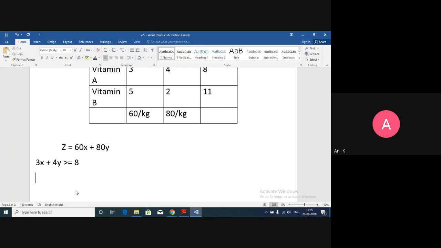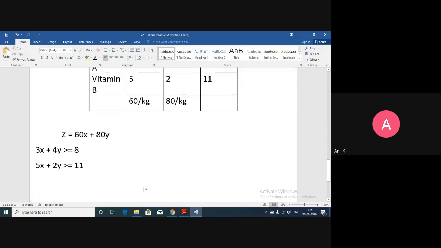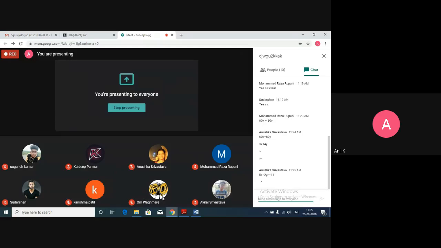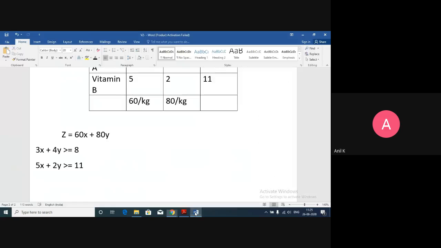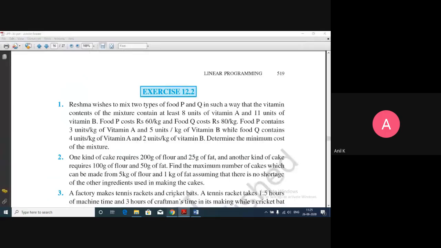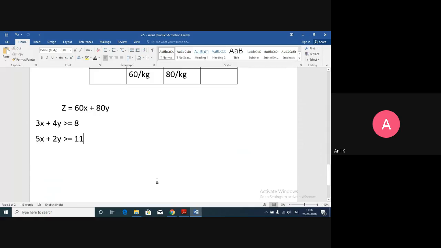Now, with respect to vitamin B, I have 5x plus 2y is greater than or equals to 11. These are the two equations which you get. I think now you can solve it, right? Just explain the equations. Yeah, 5x plus 2y is greater than or equals to 11. Yes, Anushka, your equations are correct. So I think now I am leaving the question. I hope you can solve this one by making the tables, drawing on the graph, finding the common solutions.